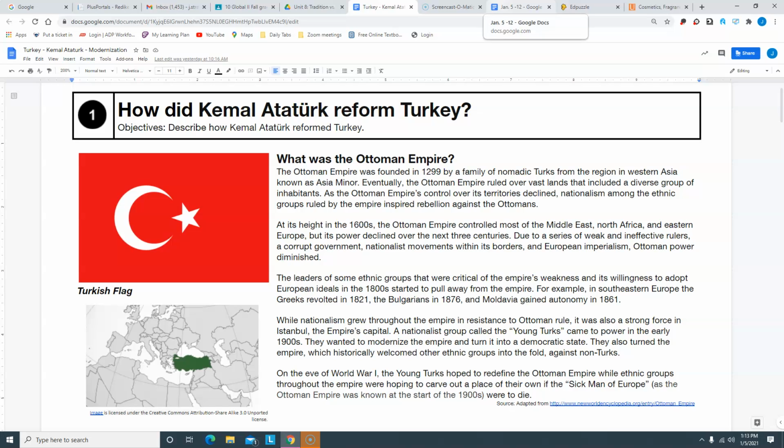For this lesson, we are going to be discussing how Kemal Ataturk reformed Turkey. So your goal for this lesson is to be able to describe how Ataturk reformed Turkey.